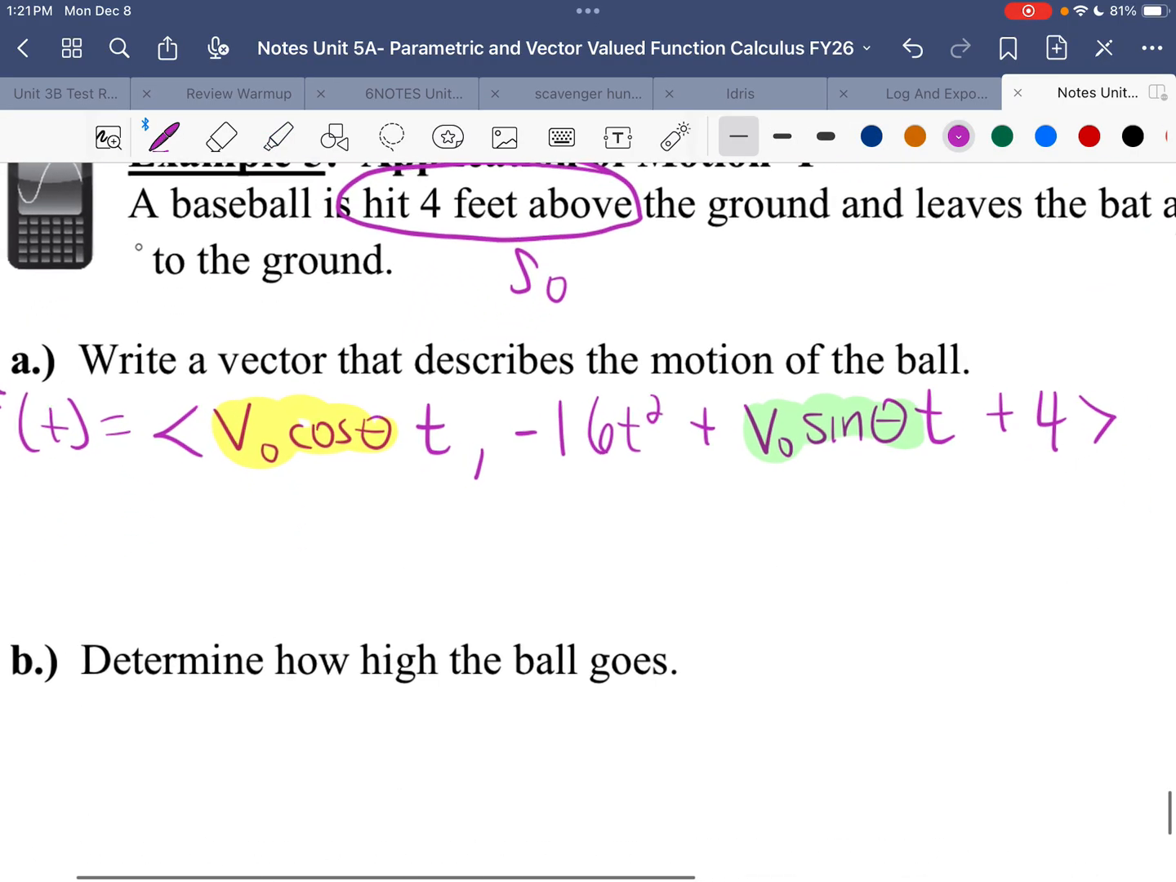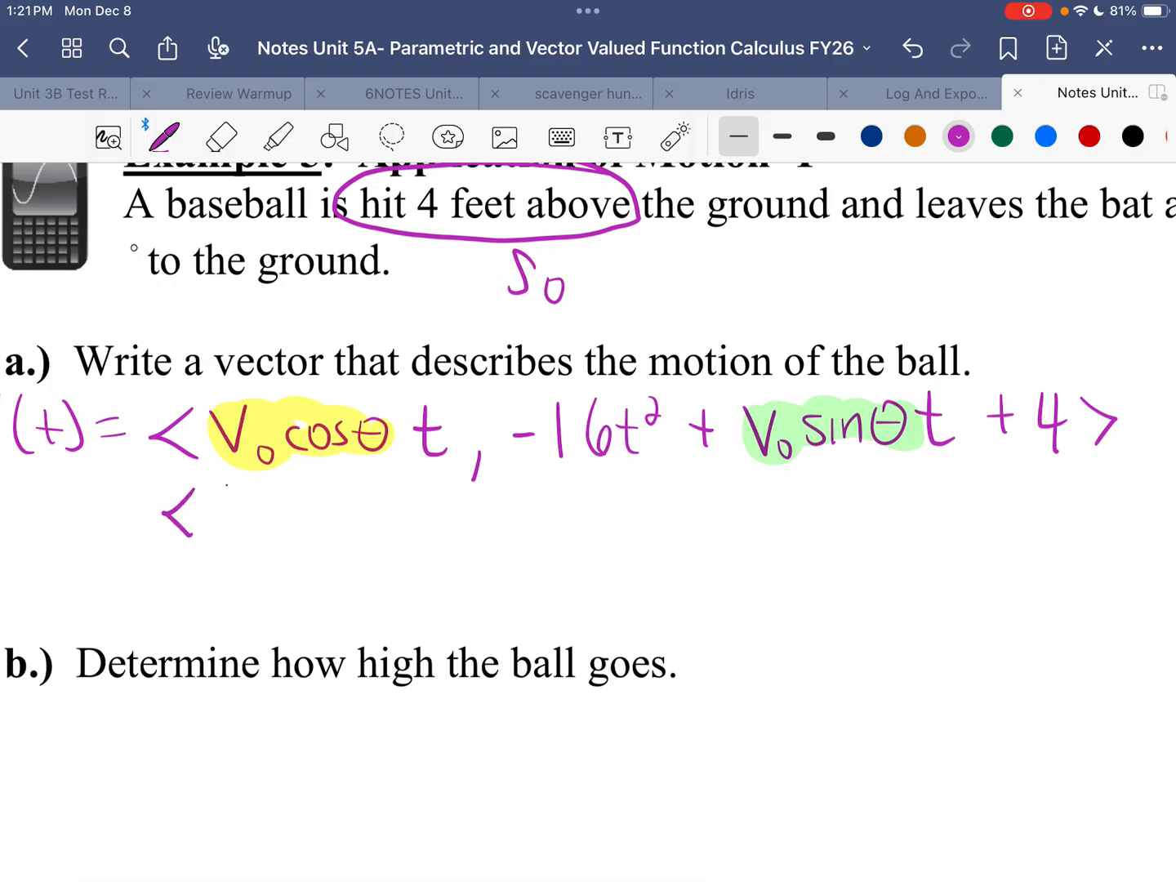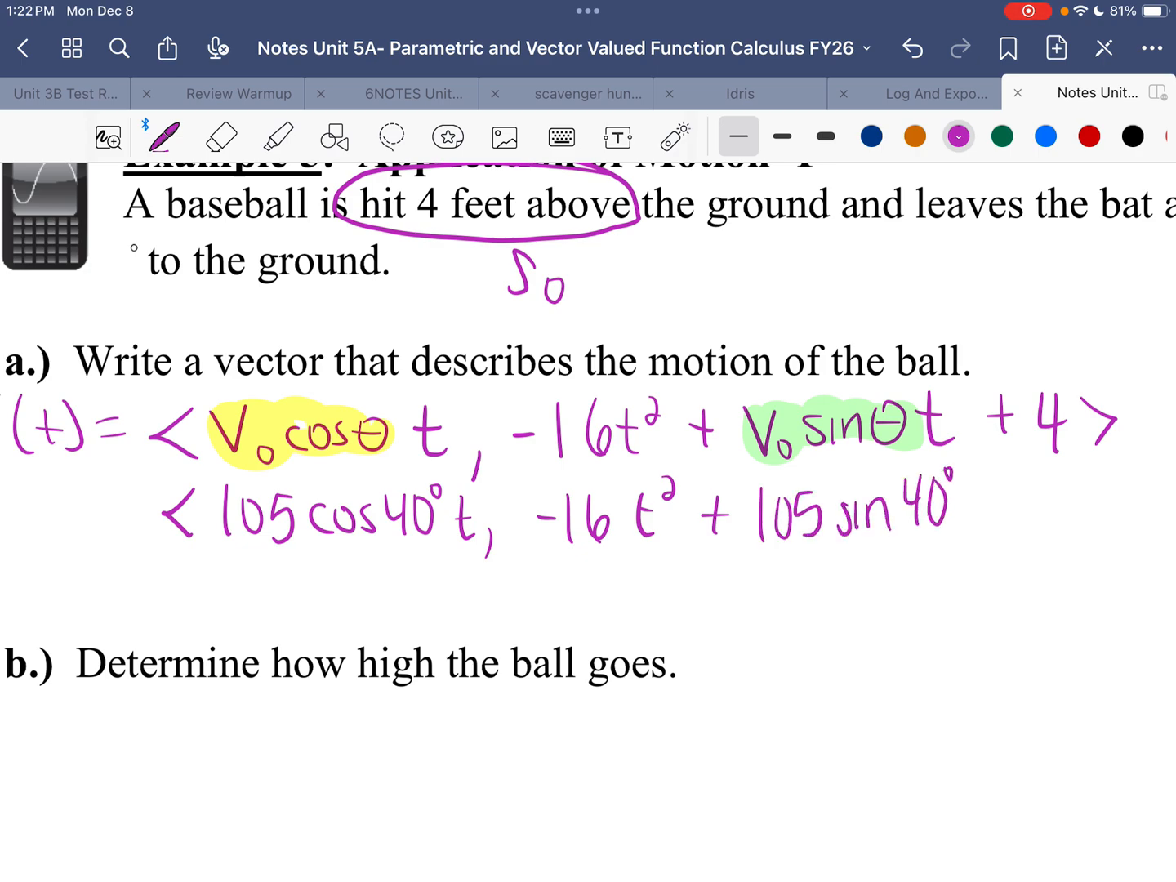Okay, so our initial velocity is going to be 105 cosine of our initial angle, 40 degrees, and 105 sine 40. I guess I should have had an initial height there.